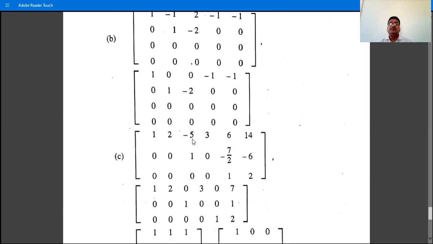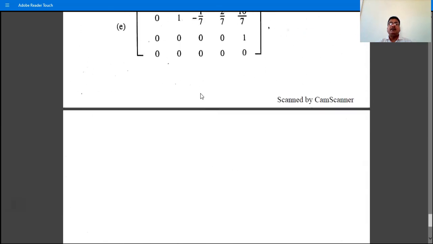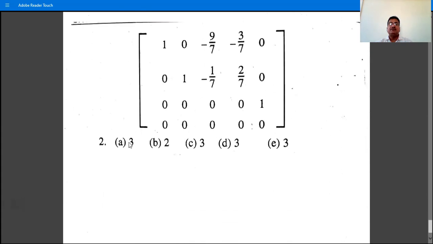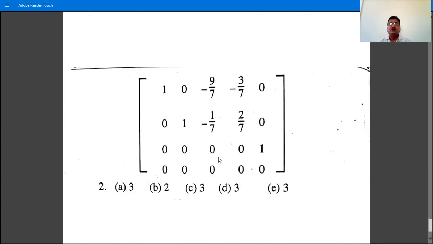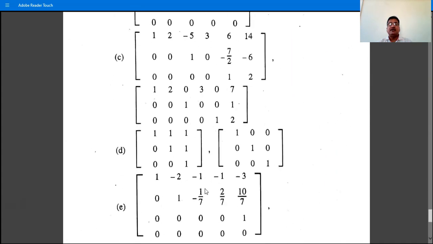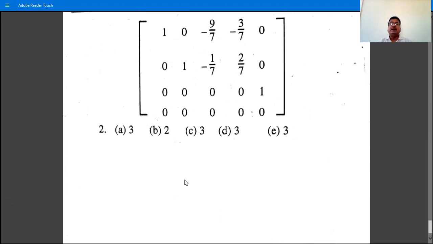This is the answer of the first problem. That is, these are the echelon form and reduced row echelon form of each matrix. And this is the answer of the second question: the rank of the first matrix in A is 3, the rank of the matrix in B is 3, then 2, and in this way. Solve all these examples. These are the answers of the problems. So this is about the rank of the matrix.